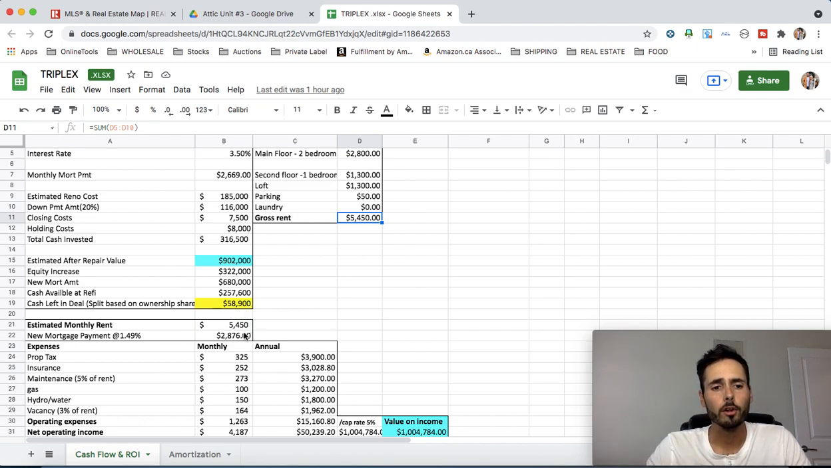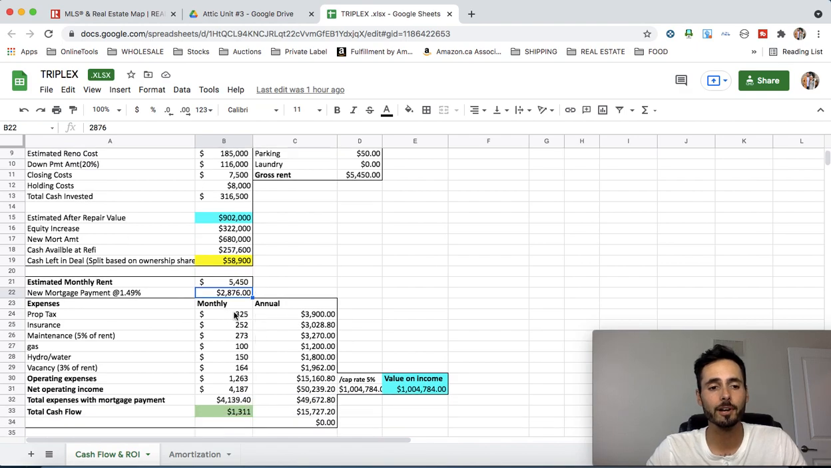Our new mortgage payment on the $680,000, I was able to get us a 1.49% interest rate. So fantastic, essentially free money. Our mortgage payment is only $2,876 a month. So jumping down here, guys, into the expenses, I'm not gonna go line item by line item, but if you want, pause the video. You can take a look at all the line items.